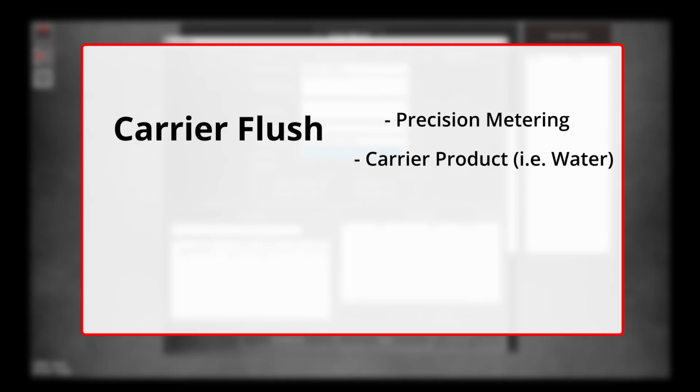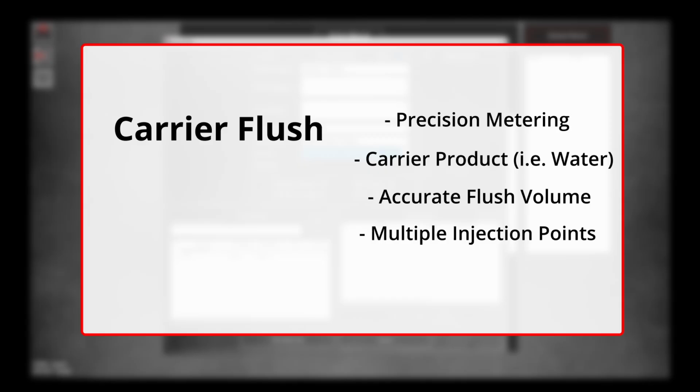Carrier flush uses a precisely metered amount of a carrier product, such as water, to flush the carrier line after product delivery. Because this flush is measured through a metering device, the flush volume is accurately controlled and accounted for. Carrier flush is most useful at facilities with multiple injection points feeding into a shared carrier line. Sites with simpler plumbing may not need to use this feature.